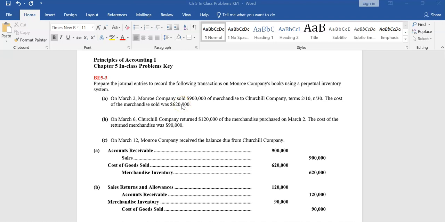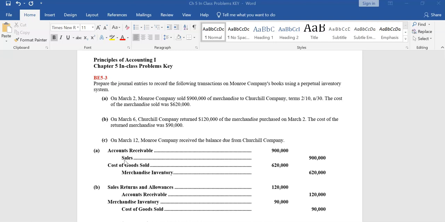Every time we sell inventory, there are two transactions occurring. Inventory is sold, so a revenue is earned, and an asset is used up. We need to record two journal entries. The first journal entry will record the revenue being earned. When Monroe sold the inventory, they earned a revenue. We will record that as an increase to our revenue.